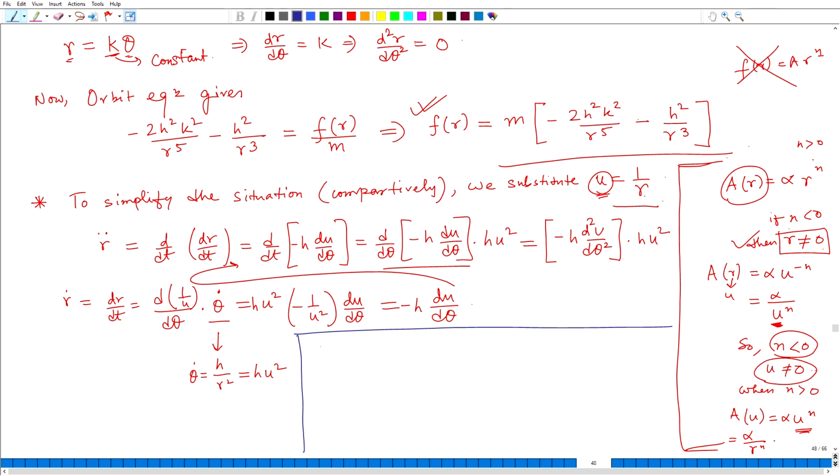So, I finally have m times r double dot minus r theta dot square is equal to f of r. Now, instead of that I can write m times minus h square u square d 2 u d theta 2, minus r, which is 1 over u, I can write that, and theta dot square is nothing but h square u to the 4.